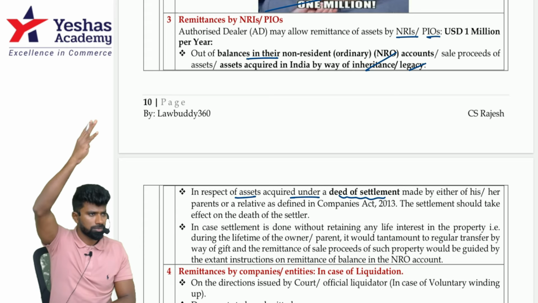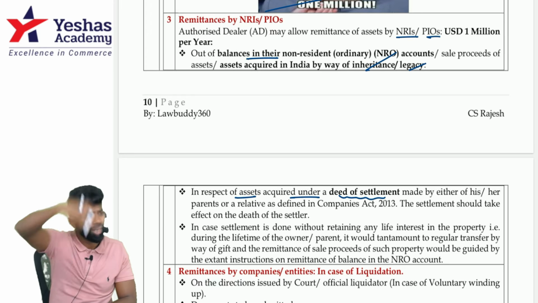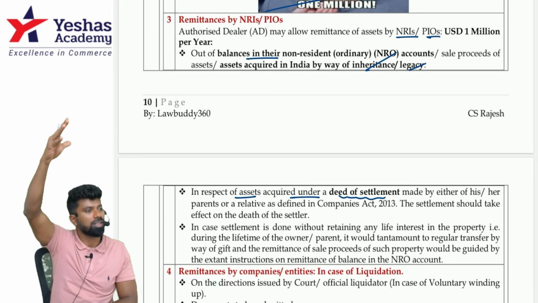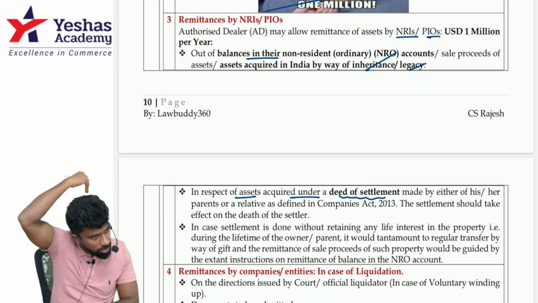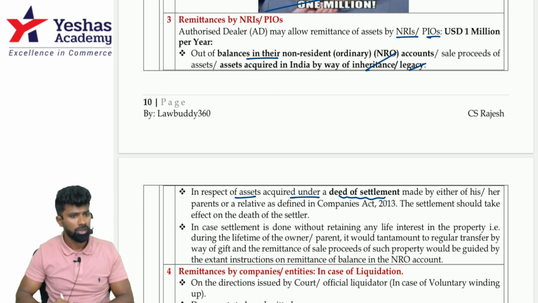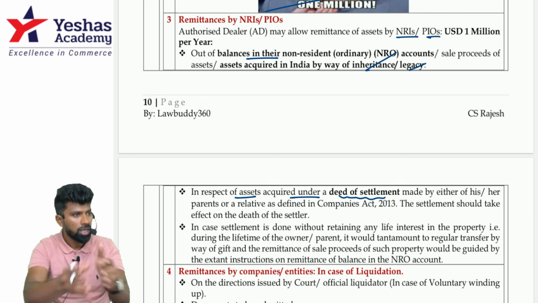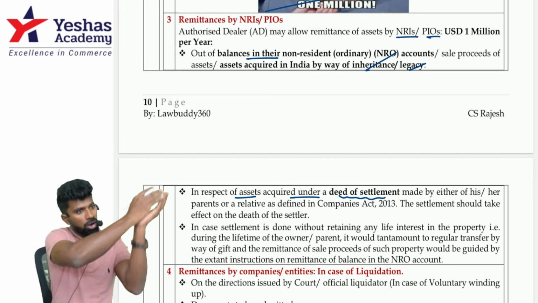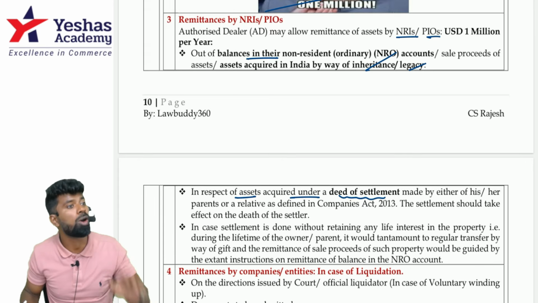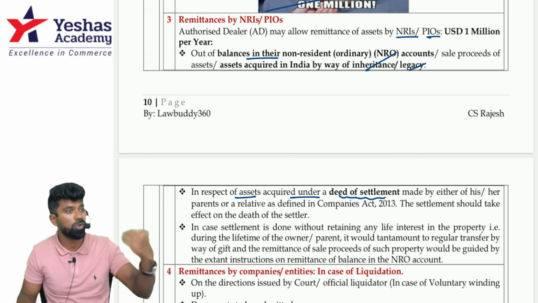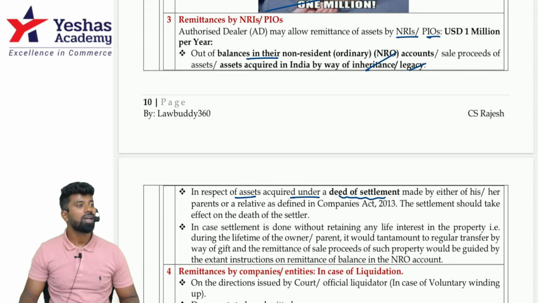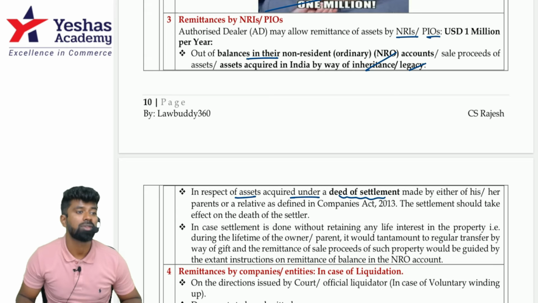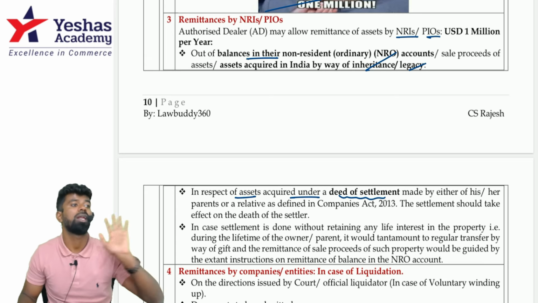There is a foreigner. You are an Indian, but living in USA since many years. You are a person of Indian origin, but you are a citizen of USA. You have ancestral property in India. Now partition happened and you got an asset. You sell the asset and want to take the money abroad. Can you? Yes. Up to how much? 1 million. With approval, without approval? 1 million.